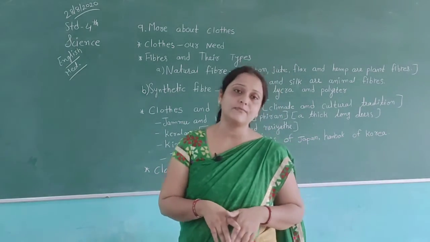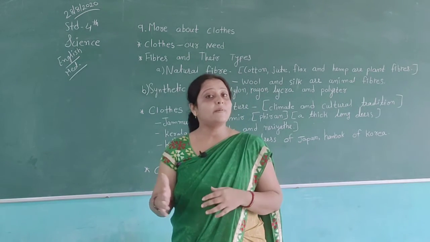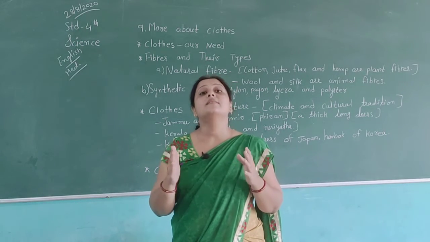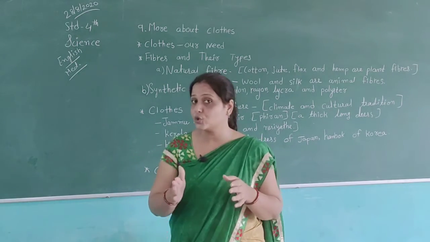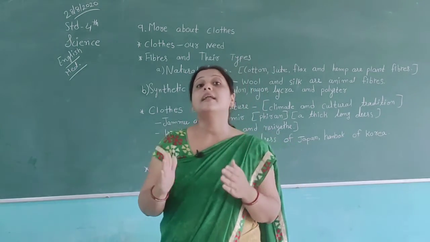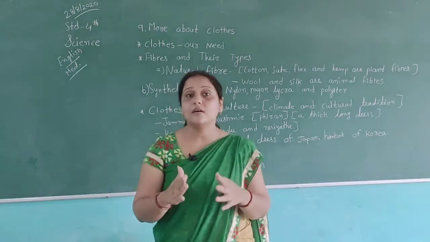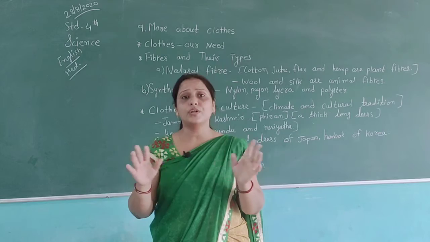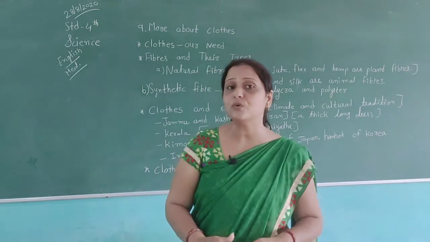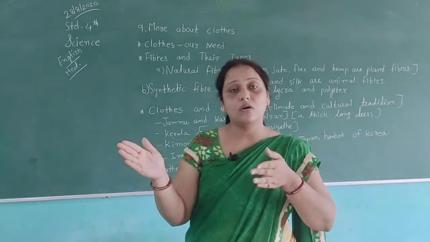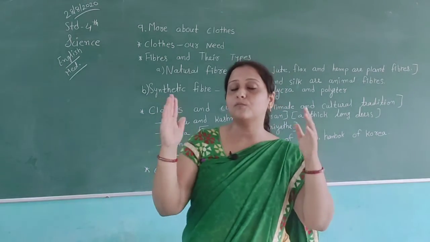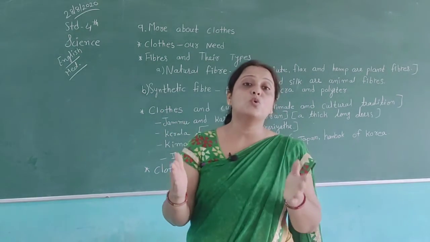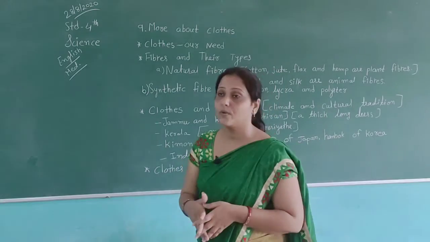Then we have synthetic fiber. Synthetic fibers are not obtained from any natural thing, like plants or animals. Synthetic fiber is made by humans, so it is called synthetic fiber. For example, rayon, nylon, polyester are examples of synthetic fiber. They differ according to their features, but both natural fibers and synthetic fibers are very useful to us because clothes are very important to us. Clothes always protect us from different types of problems.